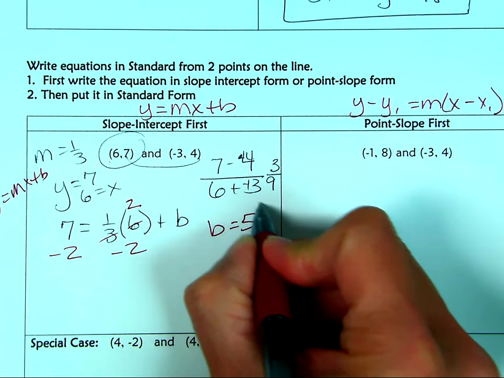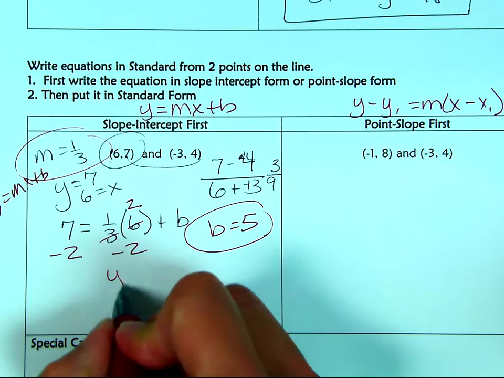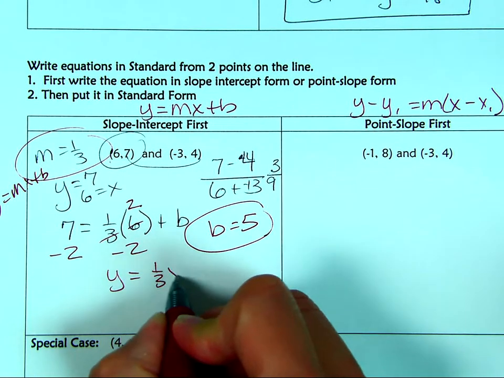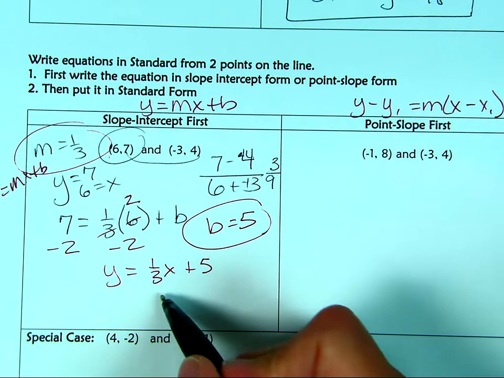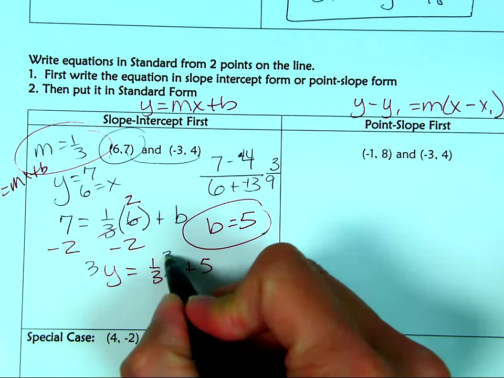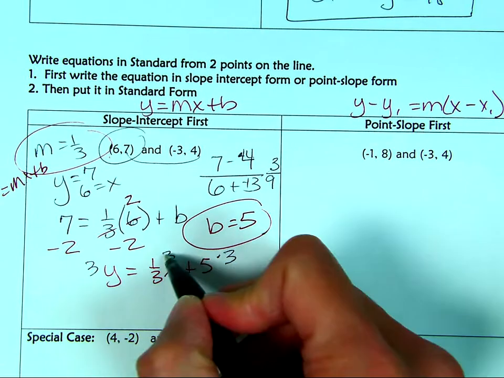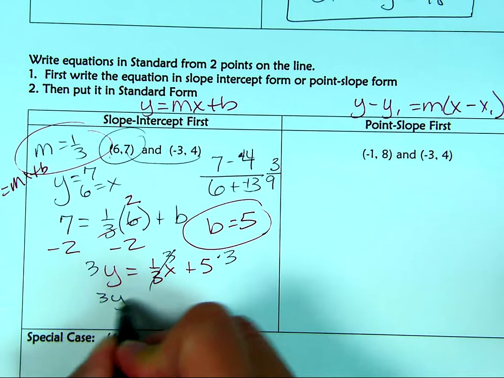Once I have my b and my m, I can write it in slope-intercept form. So y equals 1/3 x plus 5. And then I'm going to change it to standard form. So how I do that is I have to multiply everything by the common denominator, because in standard form you can only use integers. So I'm going to multiply everything by 3. The reason I do that is to cancel my fraction. So I get 3y equals x plus 15.